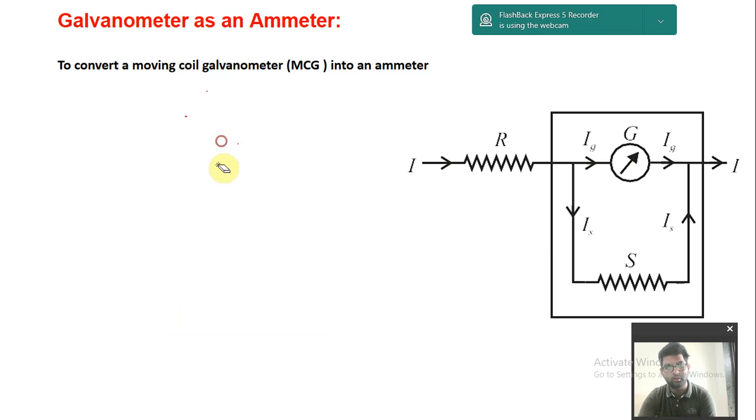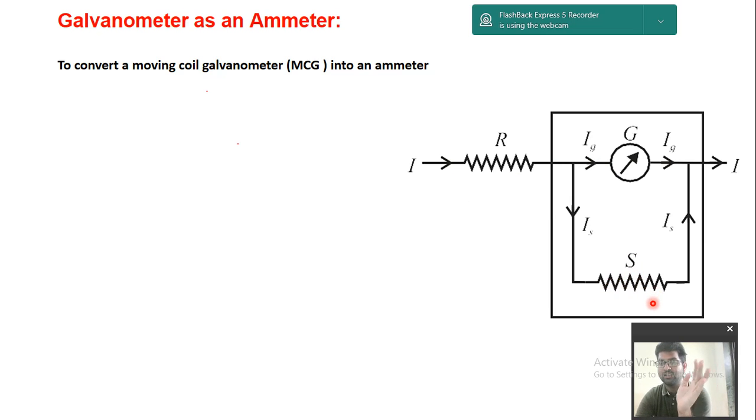Now you see here in the figure on the right, this current I is flowing through the circuit and has resistance R. Now Ig is the maximum amount of current that can flow through the galvanometer. It is called the full deflection current, so you just note it down in your copy: at Ig the galvanometer will show full deflection. Now Ig has gone to the galvanometer, and this S is actually a shunt resistance.